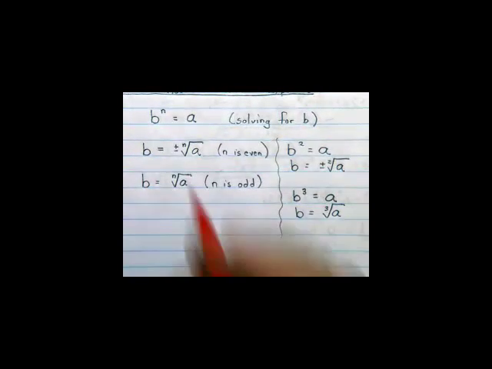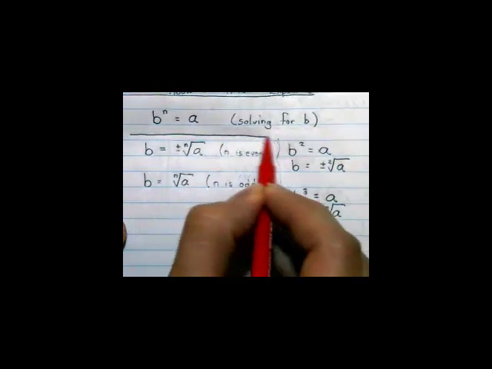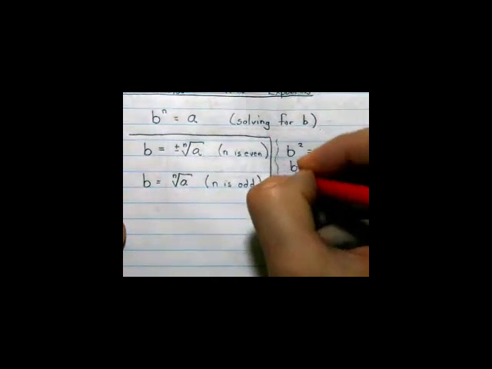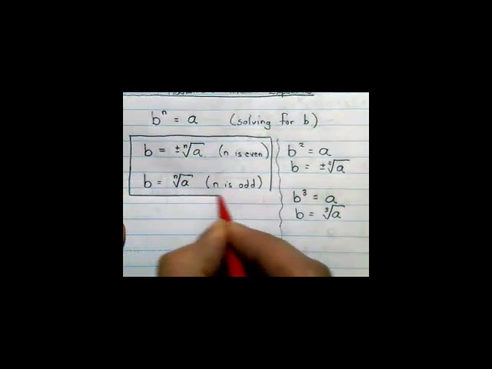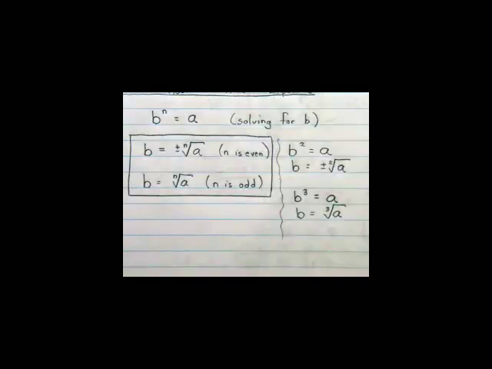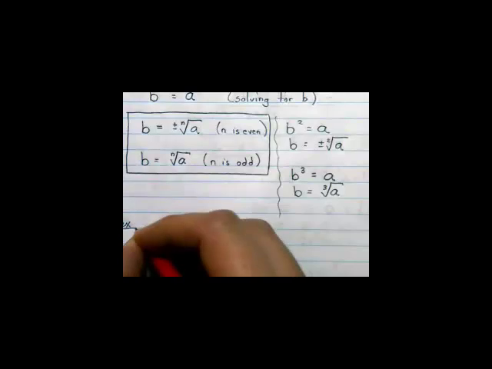Okay, so question I always get is, well, why the difference? Why do you have to do a plus or minus if the power is even, but you don't have to do a plus or minus if the power is odd? Okay, well, think about some simple examples here, and maybe this will help you to see why.